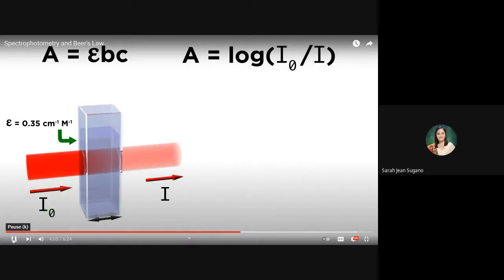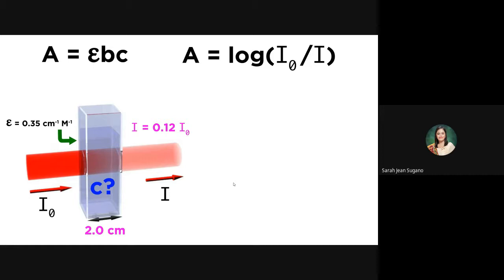Of 0.35 inverse centimeters inverse molarity. Light passes through a 2 centimeter sample and hits the detector with an intensity of 0.12 compared with the incident beam. What is the concentration of the sample?